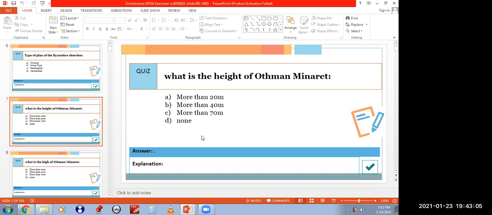Yes. So the minaret is the tall structure of the mosque where the muezzin, I think that's what he's called, calls to prayer. It looks like a pencil. So the height of an Ottoman minaret is more than 70 meters.